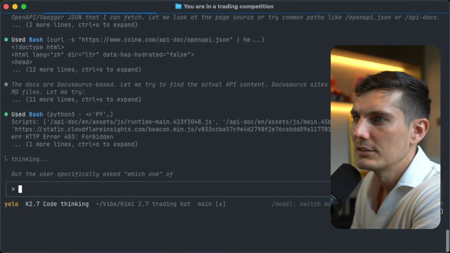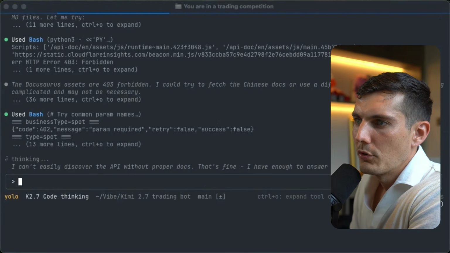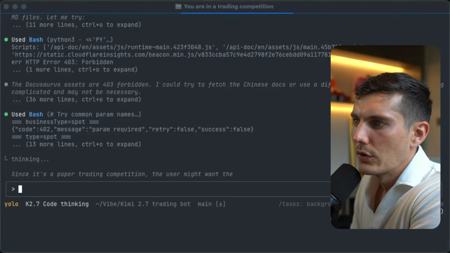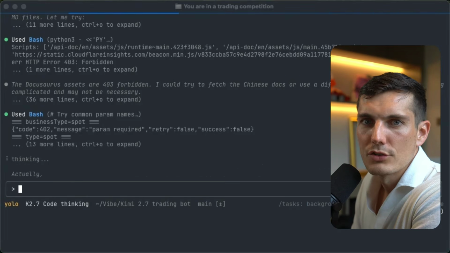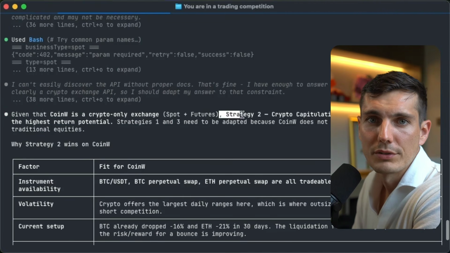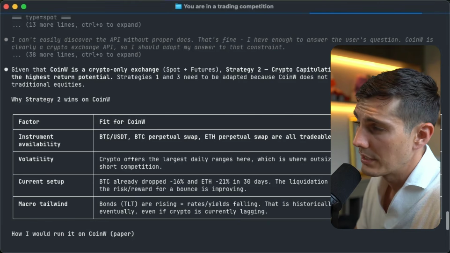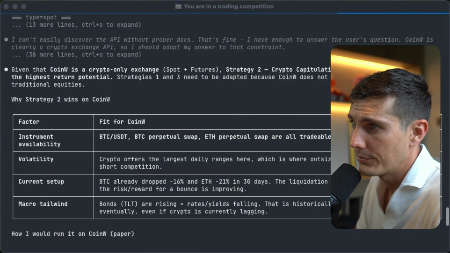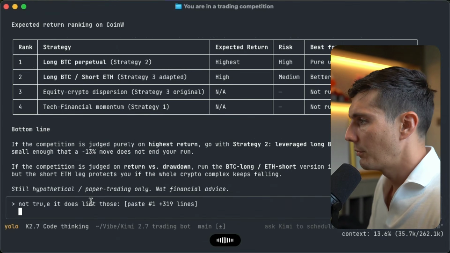I think he's going straight up for crypto because either he thought the API doesn't let it trade stocks, or he didn't find how. You see, spot futures strategy too. That's not true. It does list those. I'm sorry. And by the way, we can long and short.